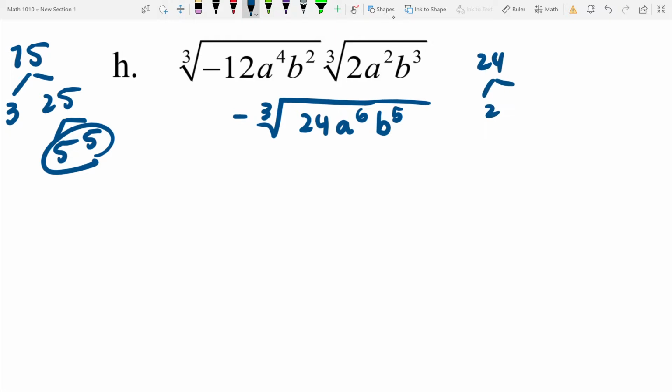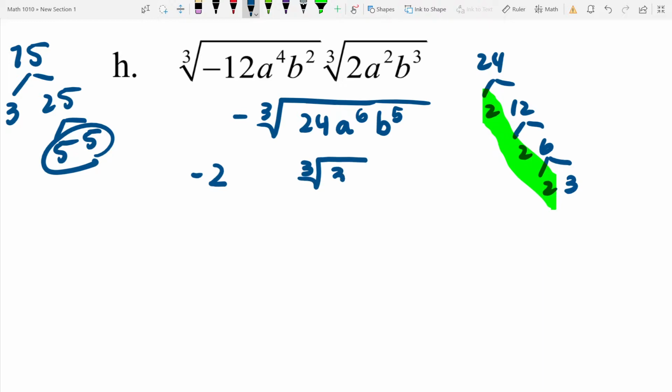So 24 is 2 times 12. 12 is 2 times 6. 6 is 2 times 3. You guys, this time, in order to pull things out, I have to have 3 of them. So these 3 2's come out as a single 2. So I have a negative 2, and then I have a cube root of 3.